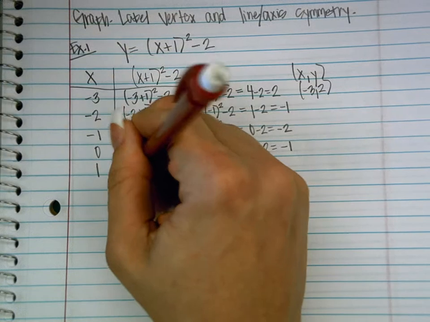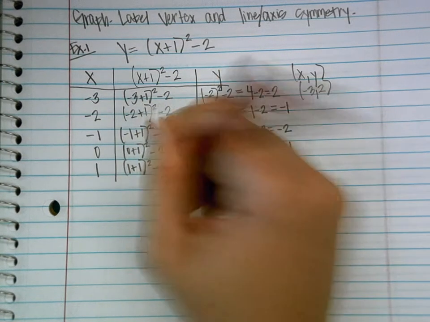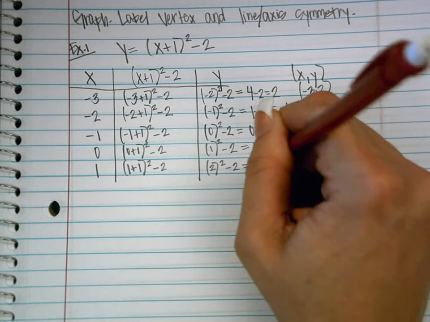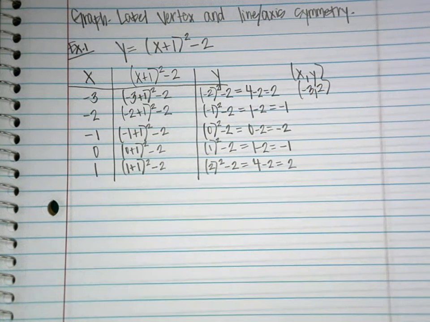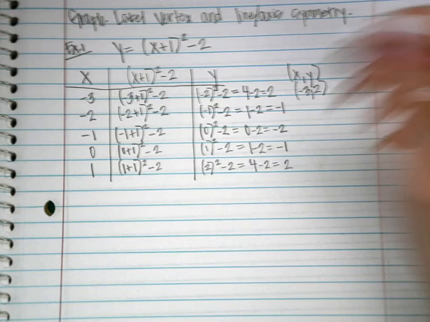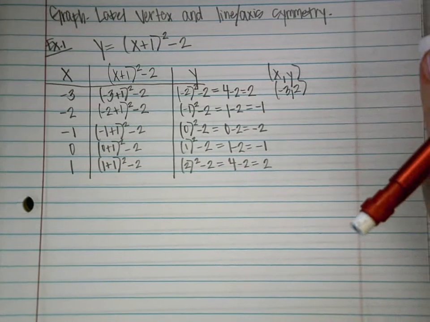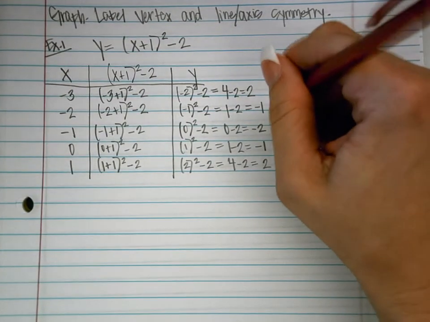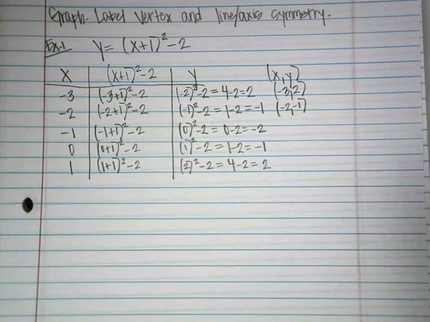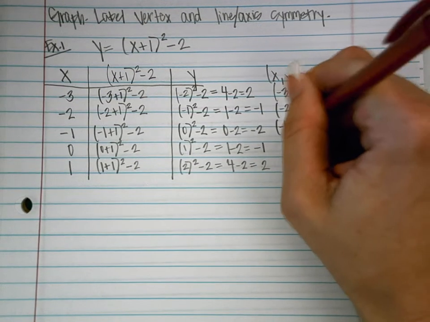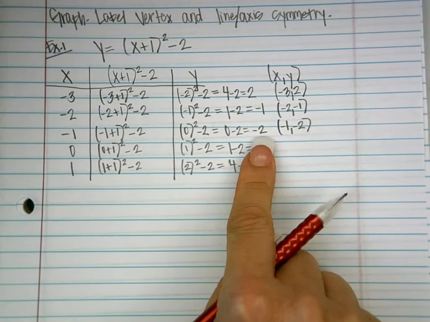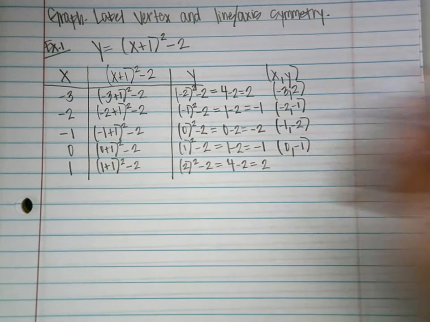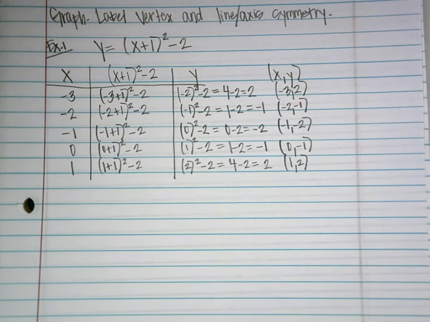And then the last one I want you to plug in is 1. So 1 plus 1 squared minus 2. That's 2 squared minus 2, which becomes 4 minus 2. So let's go back and actually write in our points. Okay, so my first point is going to be at -3, 2. Next point was at -2, -1. Then -1, -2. And we're getting these from the x and then what we actually figured out in the y. Then 0, -1. Then 1, comma 2.